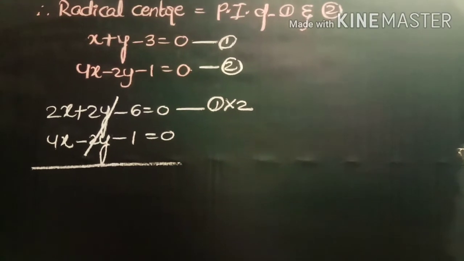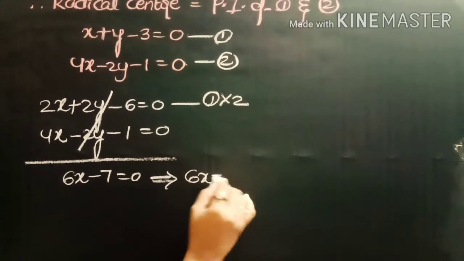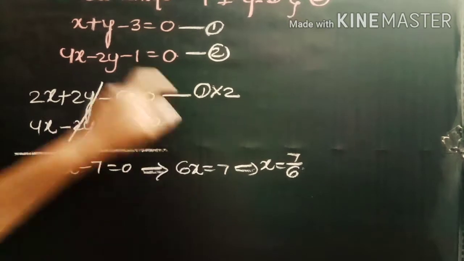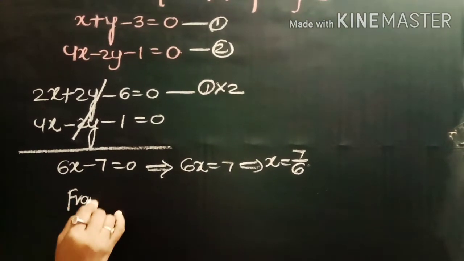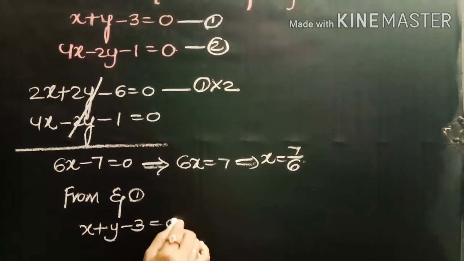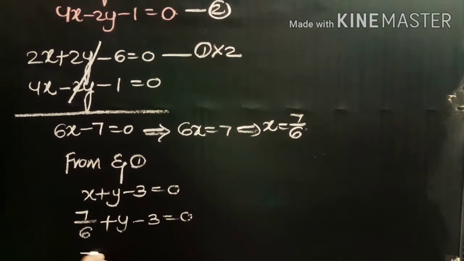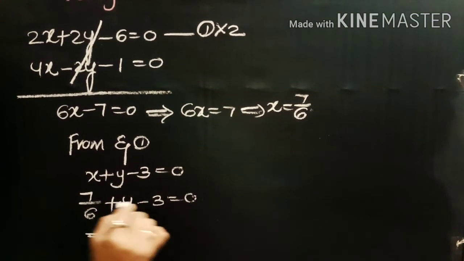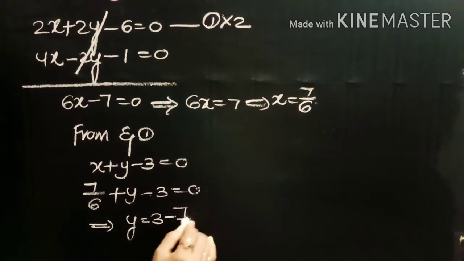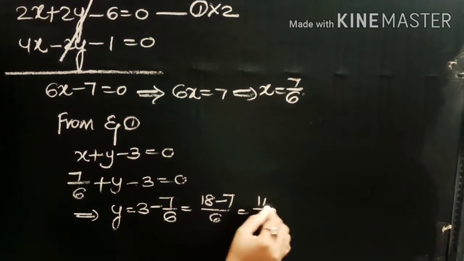Here plus 2y minus 2y gets cancelled. Now this is 6x minus 7 equal to 0. Then 6x is equal to 7. Then the value of x is equal to 7 by 6. Now we are replacing this value in the first equation to get the value of y, that is from equation 1 we have x plus y minus 3 equal to 0, but x is equal to 7 by 6. 7 by 6 plus y minus 3 equal to 0. Then the value of y is equal to, writing these two terms to that side, then minus 3 becomes plus 3 and plus 7 by 6 becomes minus 7 by 6, that is 18 minus 7 by 6 equal to 11 by 6.